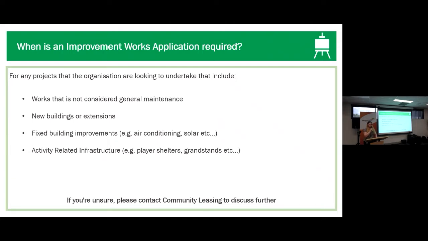Just to name a few more examples that aren't on the board there: removal of buildings and structures. It's not only putting things up, it's taking them down as well. New courts or fields, fencing, filling or earthworks, water tanks, playground equipment, and tree and vegetation works are included in that. If at any time you're trying to scope out your works and thinking, will this need an IWA? We do urge you to come and speak to the community leasing team, because we'll be able to let you know if it does need one or not.